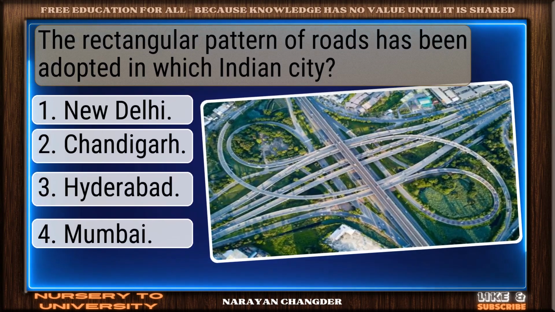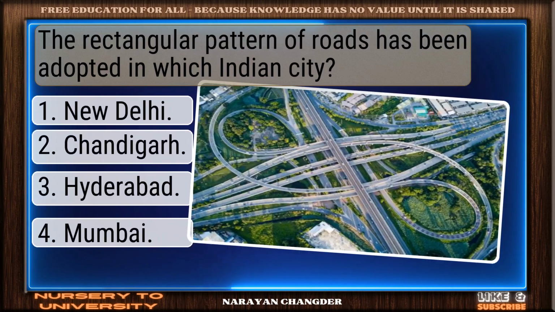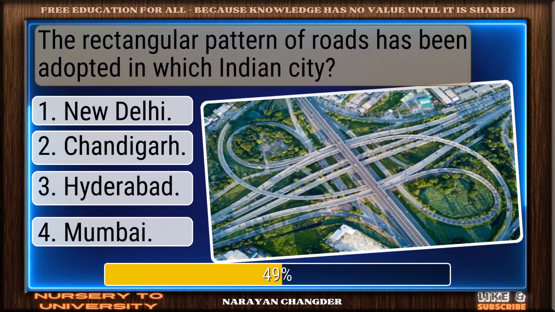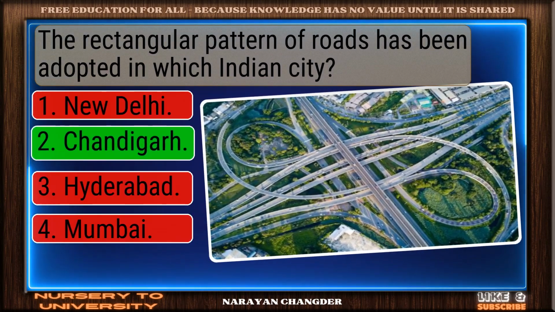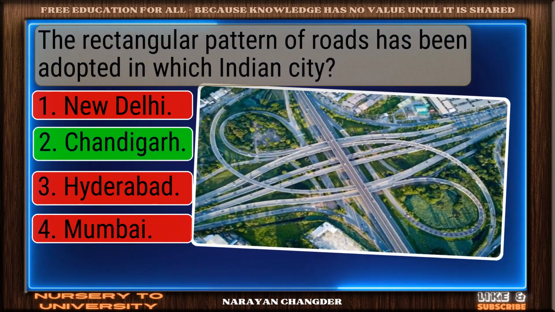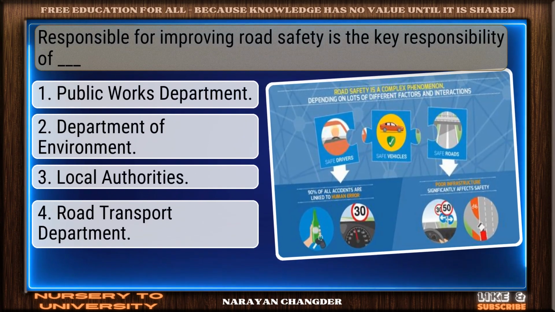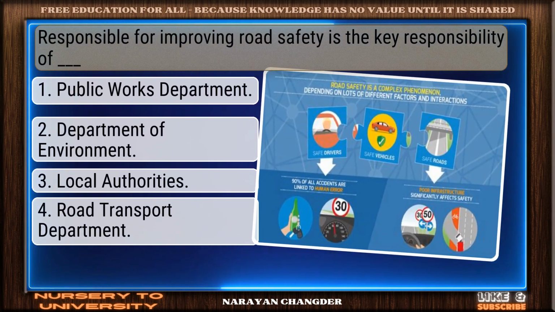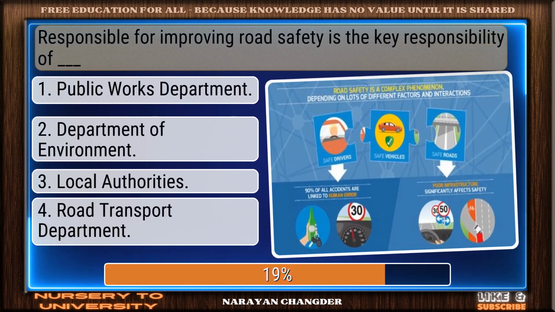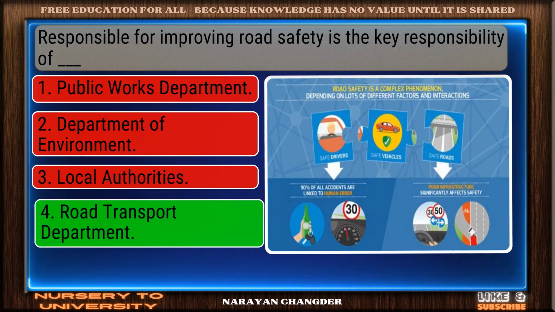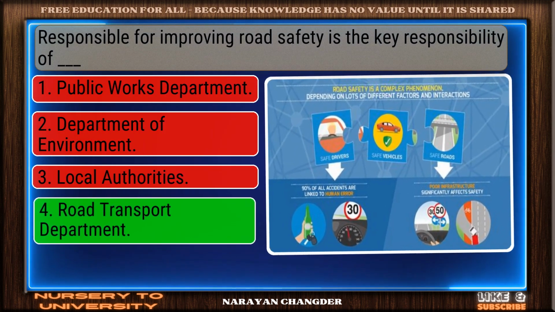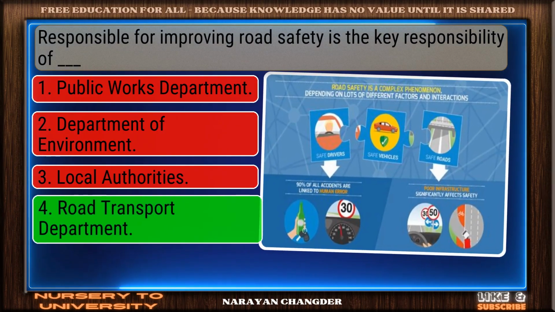The rectangular pattern of roads has been adopted in which Indian city? Well reasoned. Chandigarh is the correct choice. Responsible for improving road safety is the key responsibility of dash. Well picked. Road Transport Department is the correct answer.